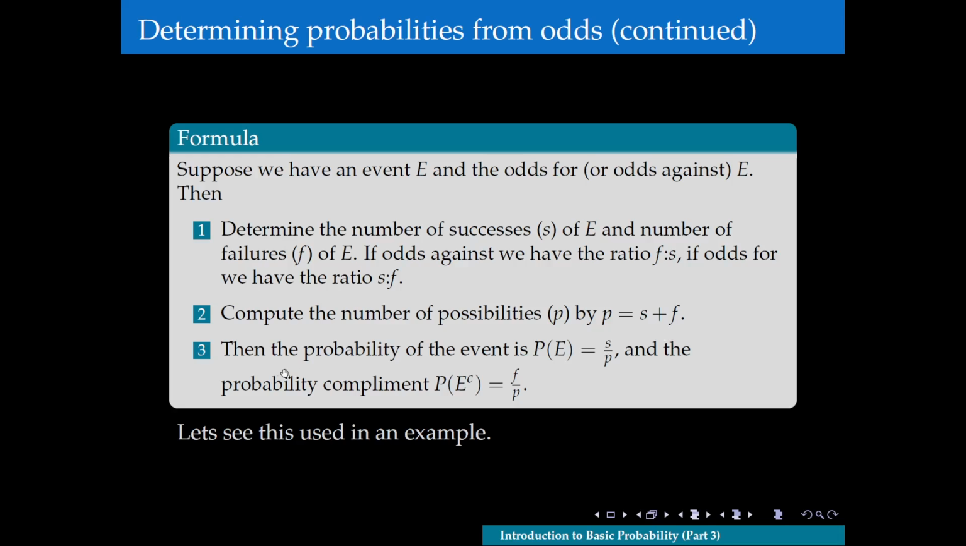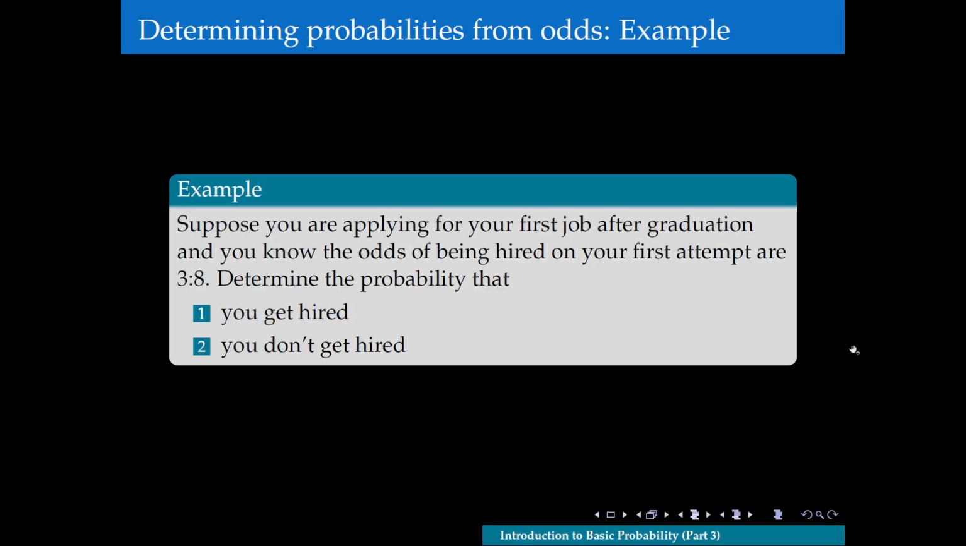From this information, we can now use the definition of probability. The probability of the event E, P of E, is then the number of successes, S, divided by the number of possibilities, P. And the probability of the complement is the number of failures, F, divided by the number of possibilities, P. Okay, let's see how this is used in an example.